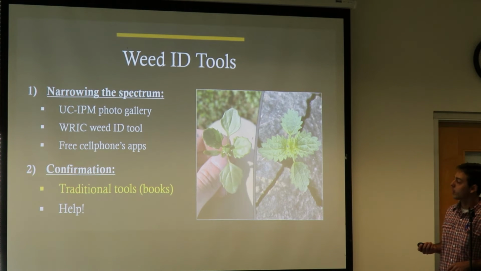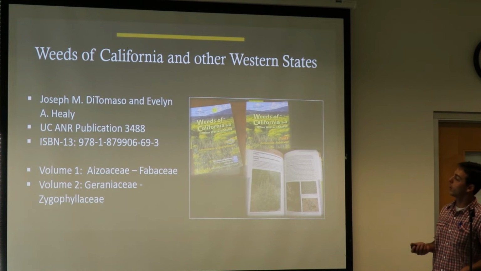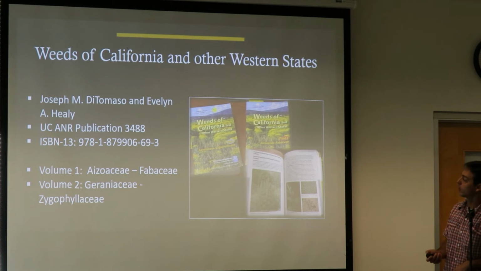But like I said, it's always important to go back to the traditional old ways, and that's what I would do if you guys send me a picture. If I have never seen it, I would use Weeds of California and Other Western States from Joseph DiTomaso. That's probably one of the best books that you guys should have for learning more about weeds and weed ID. It's very good in terms of pictures and details. It will tell you about the growth, things that we discussed, the life cycle, when it normally germinates, when it normally flowers. Very good books.